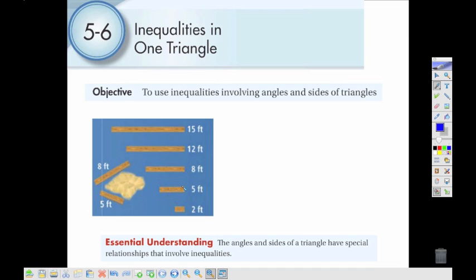They give us a problem where they have a couple of boards, one is 8, one is 5, and they want to make a triangle to build a sandbox, and so they need to know how long the third side is, and they wonder which of these boards can be used for our third side.